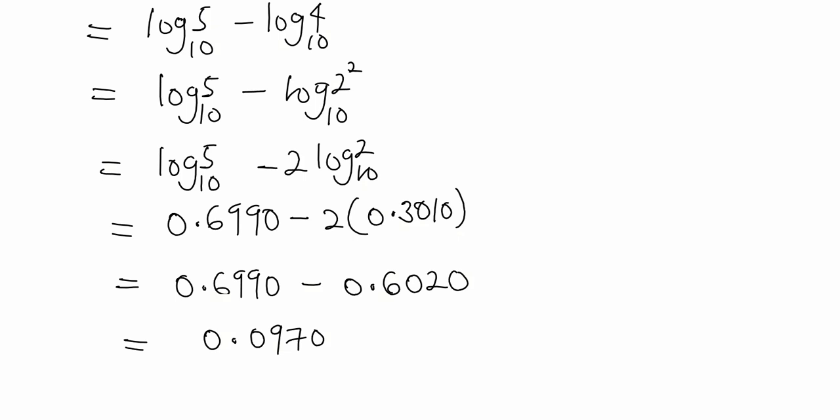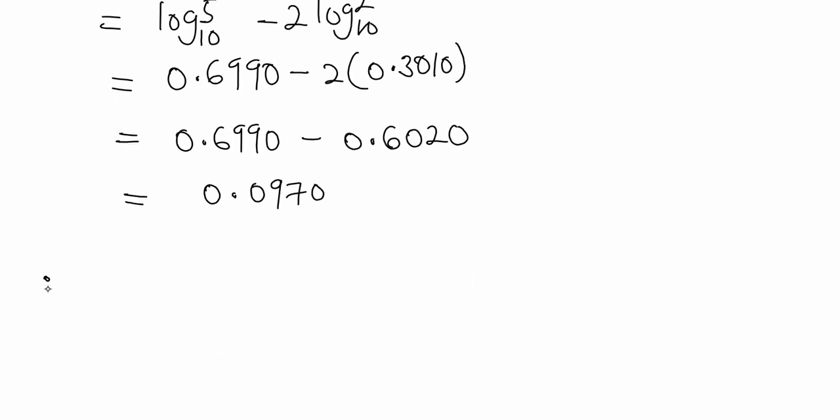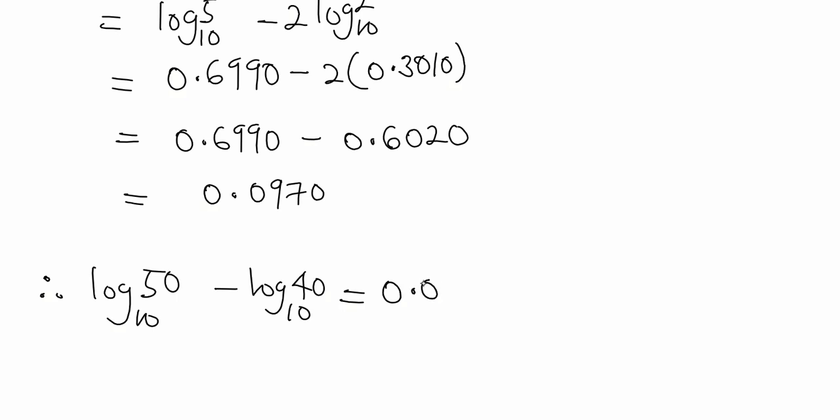So this implies that the logarithm of 50 base 10 minus the logarithm of 40 base 10 is equal to 0.0970. And this becomes the solution to our question. Now let's try the next one.